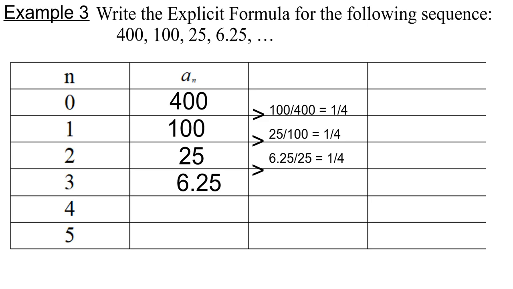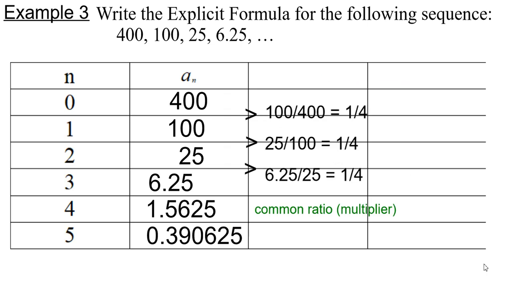I can see I do have a common ratio, a common multiplier that I'm using, and I could use that then to complete my numbers in the sequence, right? So if I say 6.25 times 1/4, I get 1.5625. If I take that times 1/4, I get 0.390625.